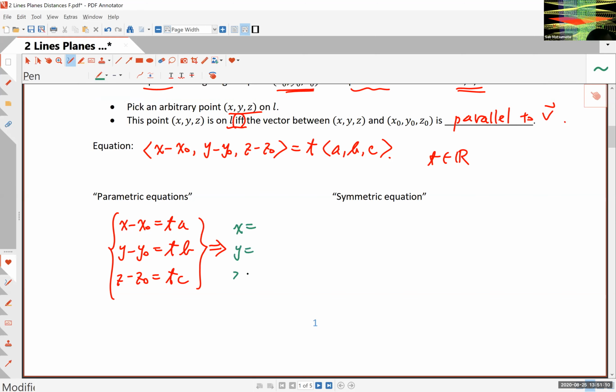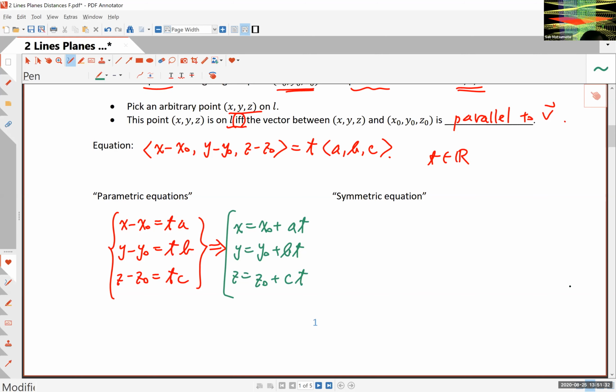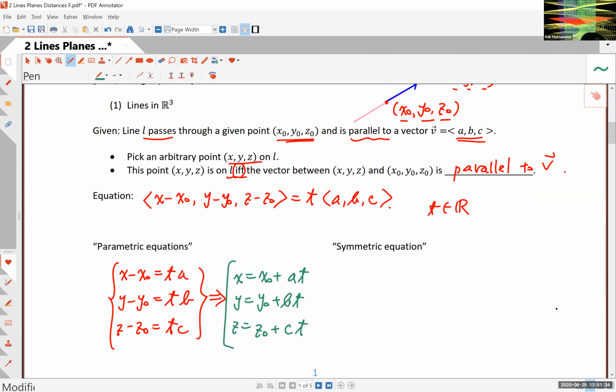All right, so here's the first set of equations called parametric equations of line L. x is x naught plus at. y is y naught plus bt. z is z naught plus ct. Okay, now this sort of makes sense because when t is equal to 0, (x, y, z) is basically (x naught, y naught, z naught), that's right here, right?